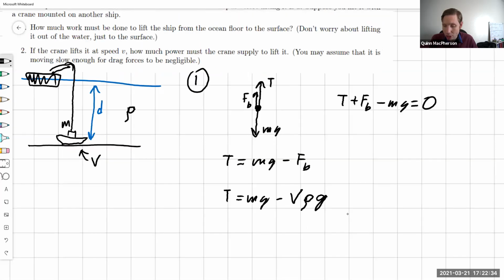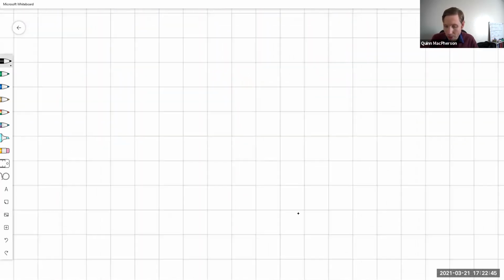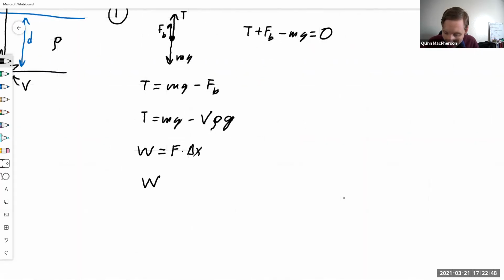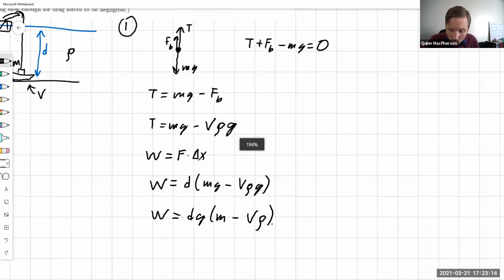That's the tension. To get work, work is force times distance, delta x. Our force in this case is tension, and our distance is d. So our work is d times our tension, which is mg minus V rho g. Simplify that a bit: I can pull out a g, so I can write this as d g times (m minus V rho). And that is how you find the work needed to lift it.